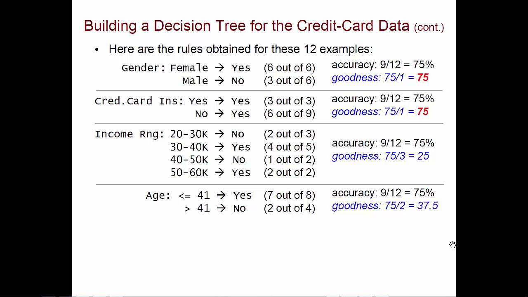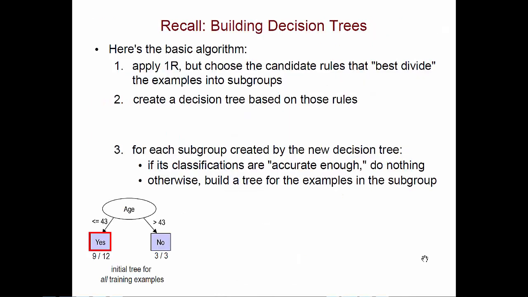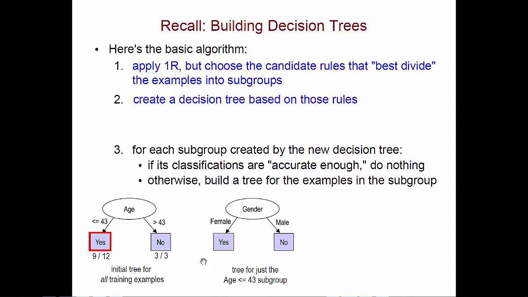In this case, you can see that the rules based on gender and the rules based on credit card insurance are tied. Let's assume we break the tie by choosing the rules based on gender. We're going to turn those rules into a simple decision tree, and now we're ready to plug this tree into the overall tree. So if we go back to our original tree, remember we were focusing on this subgroup over here. We then applied 1R, but used goodness score to choose the best set of rules. That gives us this tree for just the age less than or equal to 43 subgroup.